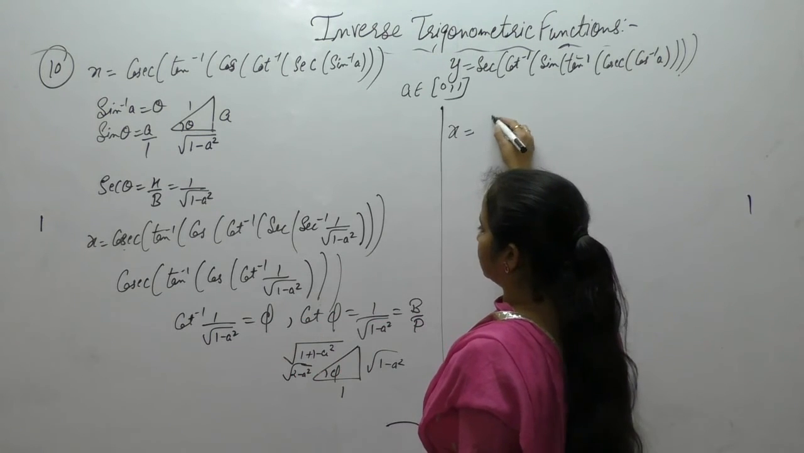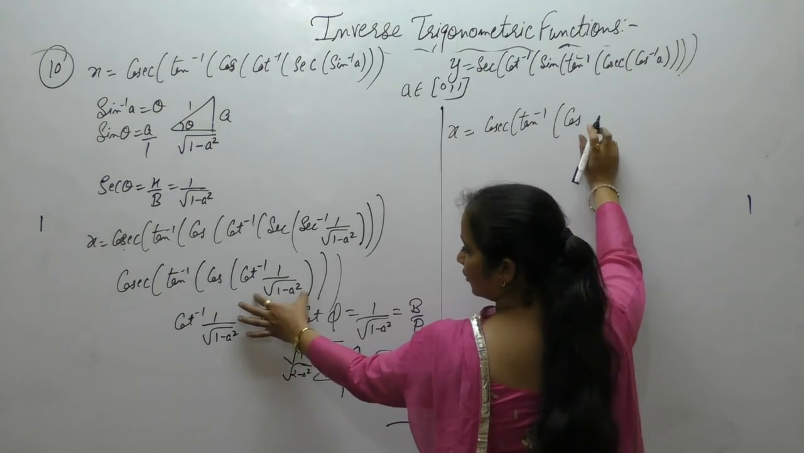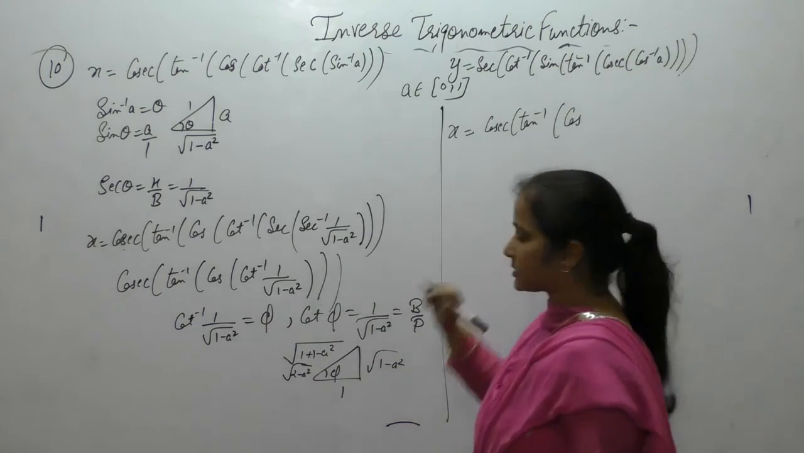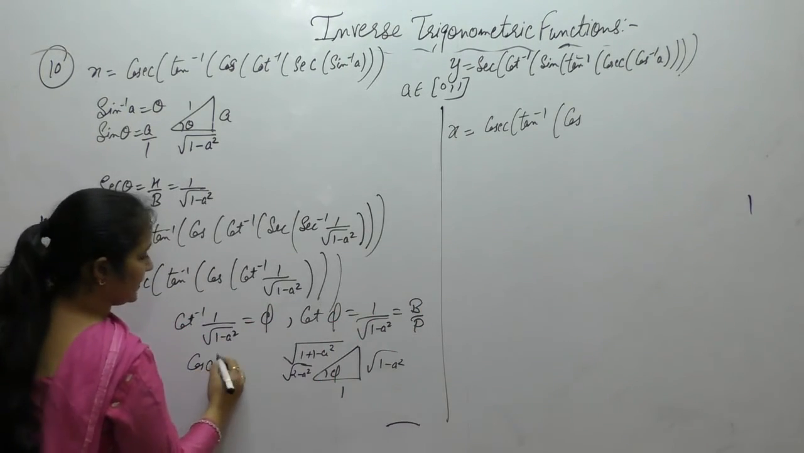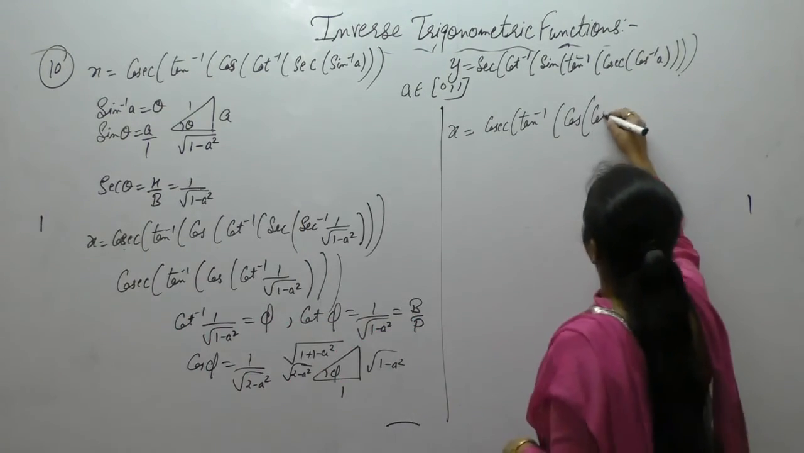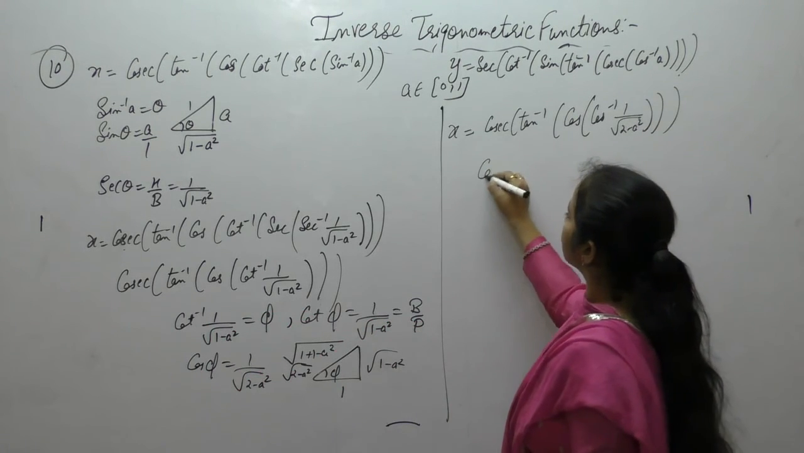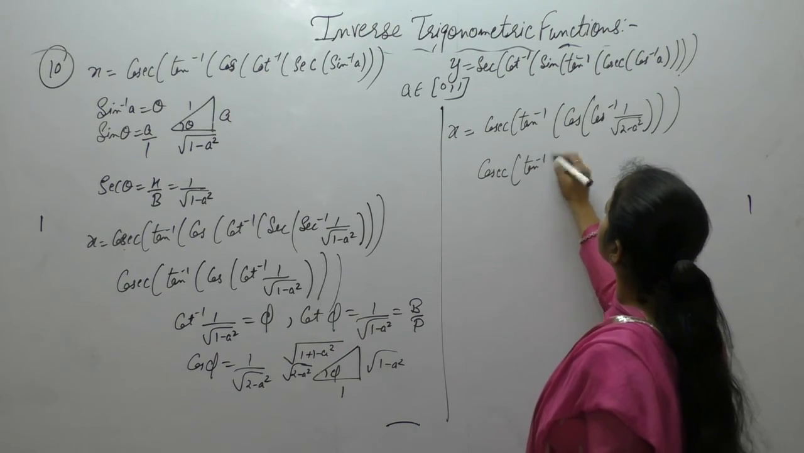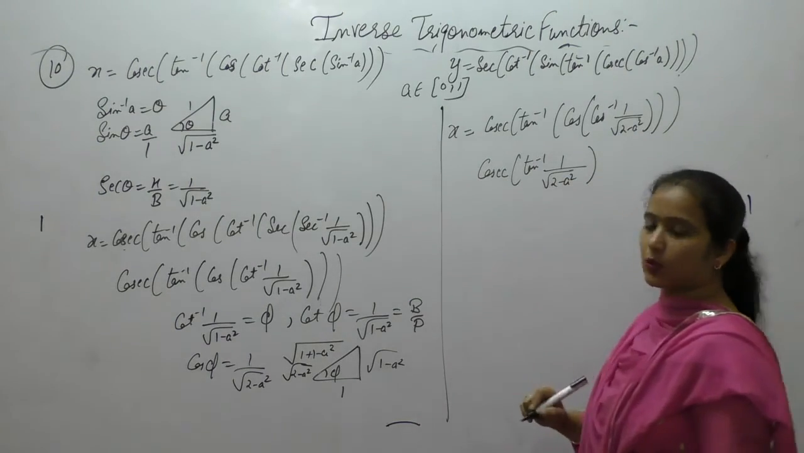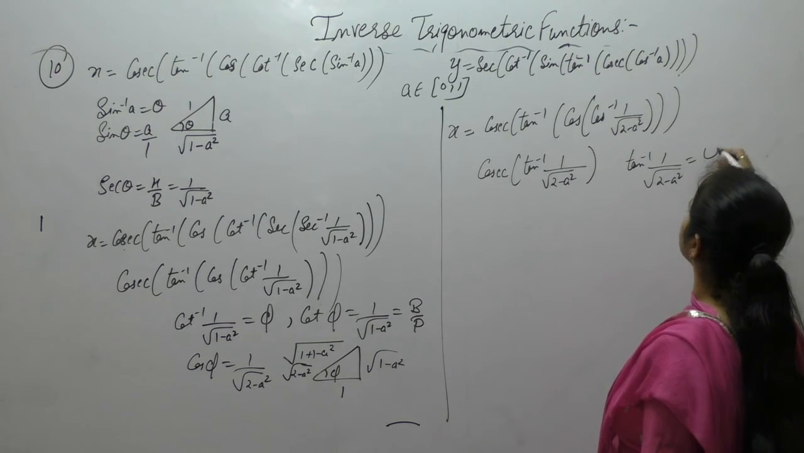So x is cosec tan inverse cos. Instead of cot inverse phi, the value of phi we want in terms of cos. So cos phi is base upon hypotenuse. So phi is cos inverse 1 upon root 2 minus A square. So cosec tan inverse cos, and cos inverse will get cancelled. 2 minus A square. Now put tan inverse 1 upon root 2 minus A square is equal to psi.